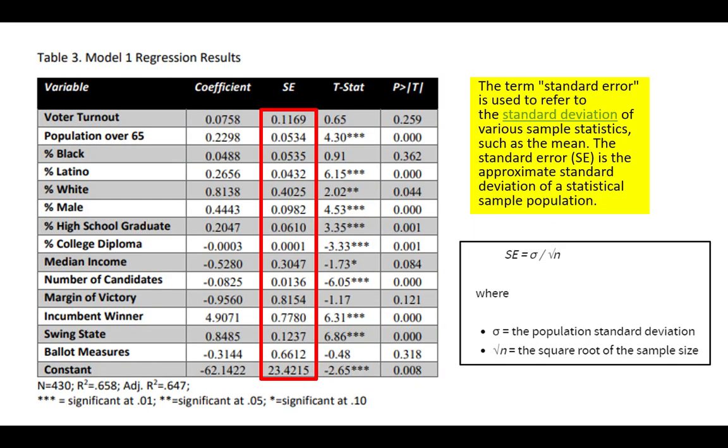Basically, the standard error, and again we abbreviate it with SE, is the approximate standard deviation of a statistical sample population. If you look below, I'm showing you the statistic for how it's calculated. Standard error takes the population standard deviation and divides it by the square root of the sample size. So it's adjusted for sample size.